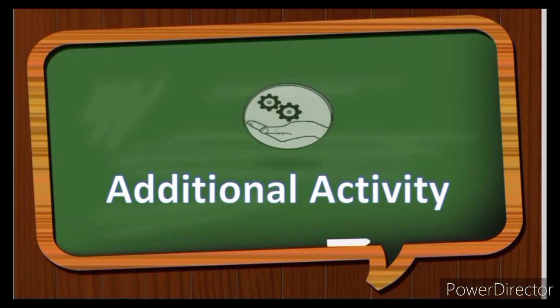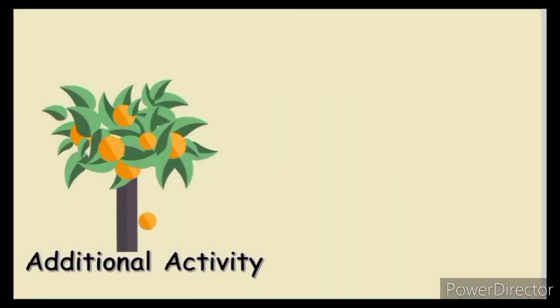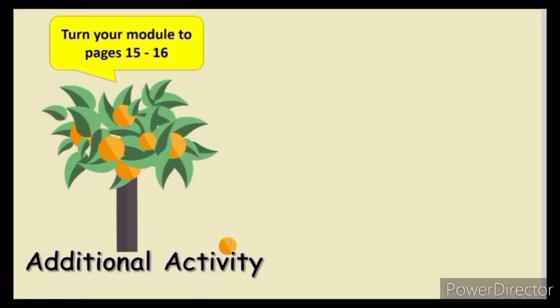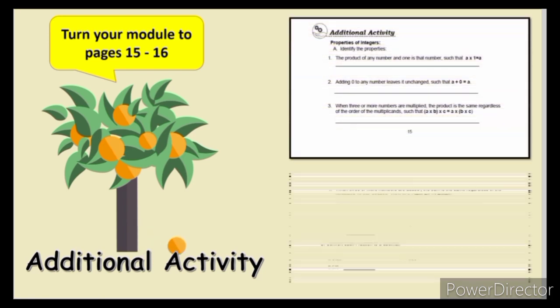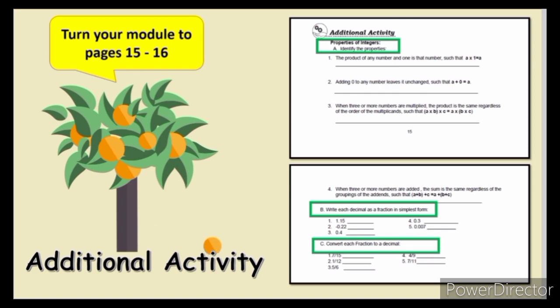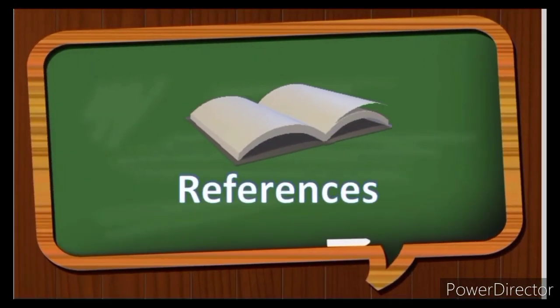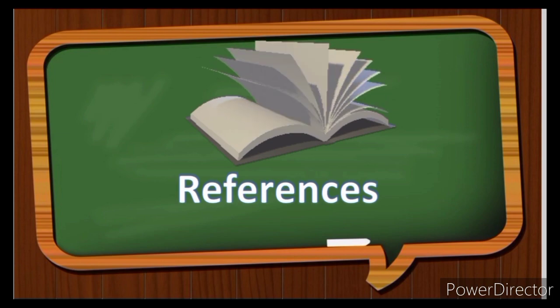Additional activity. For additional activity, turn your module to pages 15 and 16. For letter A, identify the properties. For letter B, write each decimal as a fraction in simplest form. For letter C, convert each fraction to decimal. References.